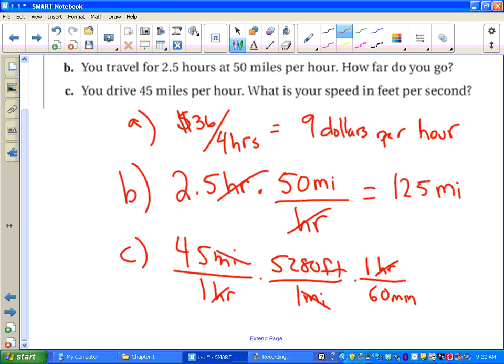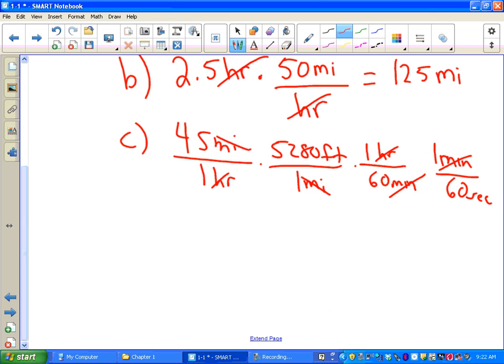But I'm still not done because I want seconds, not minutes. Fortunately, we all know that 1 minute is 60 seconds. Now my minutes cancel out. Now I have to multiply everything that's on top divided by everything that's on bottom, and I'll end up with my 66 feet per second, approximately. So we converted miles per hour to feet per second.